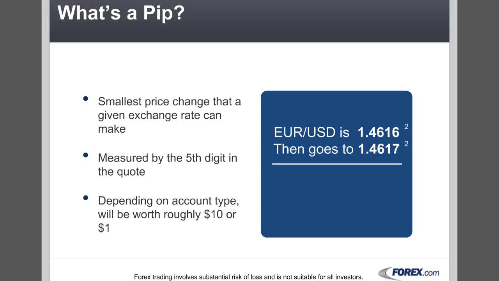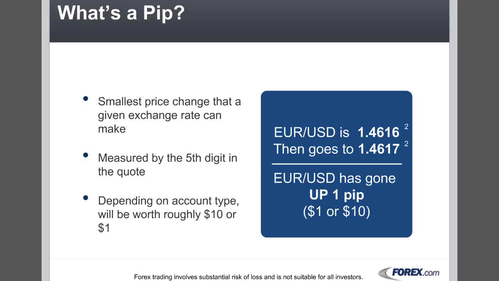Now let's just say that euro dollar is at 1.4616.2, and then let's say that it goes to 1.4617.2. In this example, we can see that euro dollar has gone up 1 pip. So if we're trading a mini account, that 1 pip movement is going to represent approximately $1 to us. If we're trading a standard account, that 1 pip movement is going to represent approximately $10 to us.